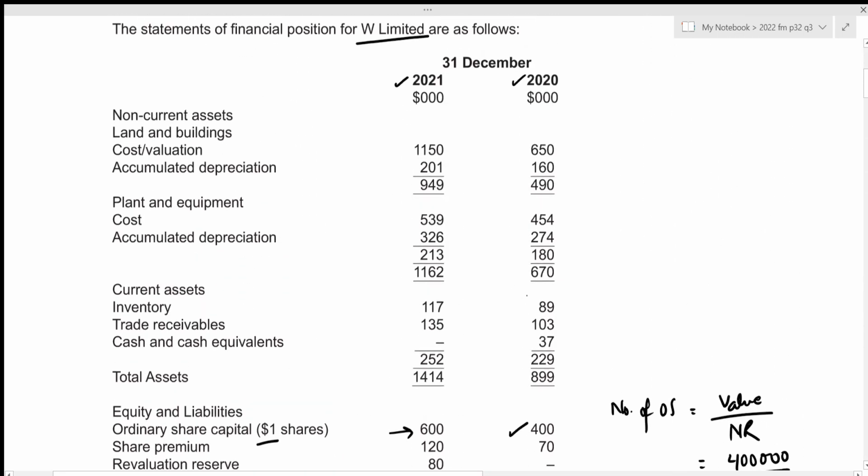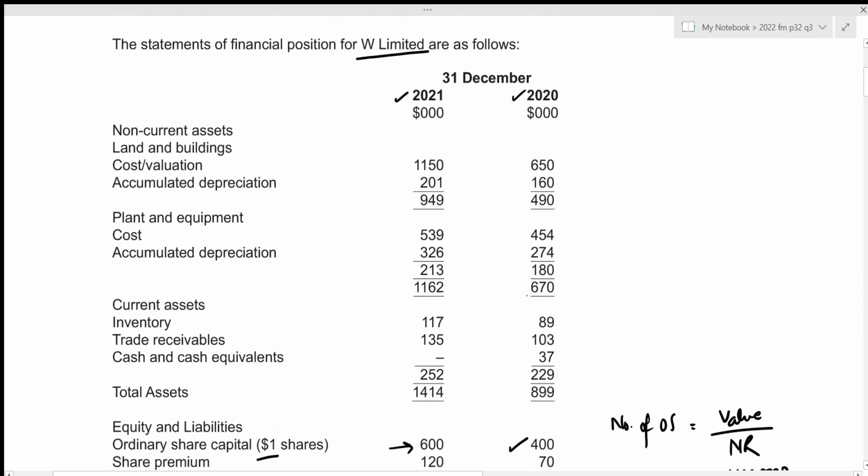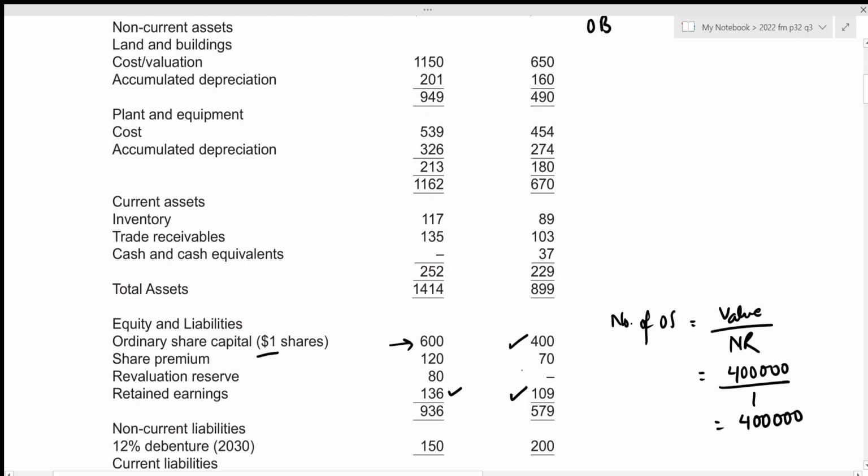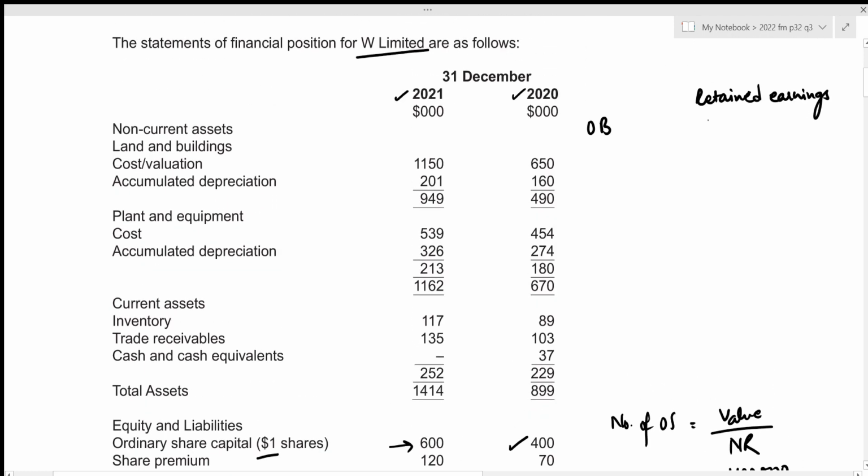So the easiest way would be to prepare the retained earnings column. I'm just going to write it right here. So this will be the retained earnings column from our statement of changes in equity. We have our opening balance to be 109,000. Then we paid out dividends, which need to be subtracted, right? And there are two dividends paid.